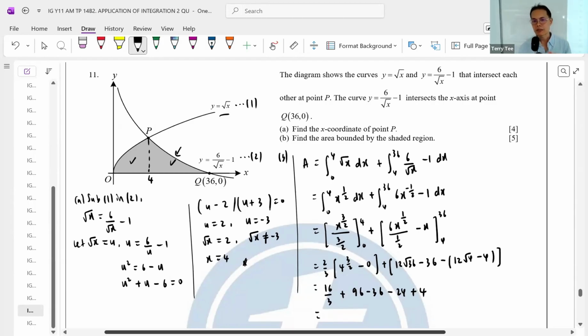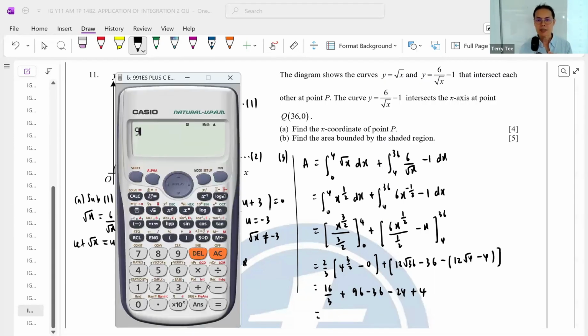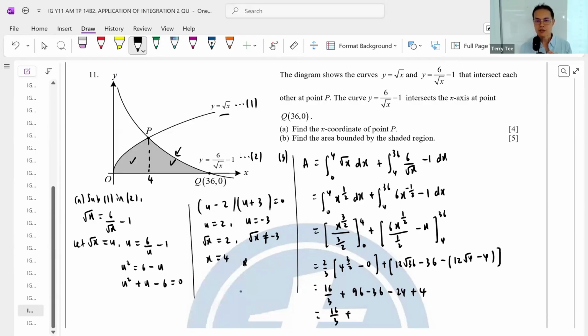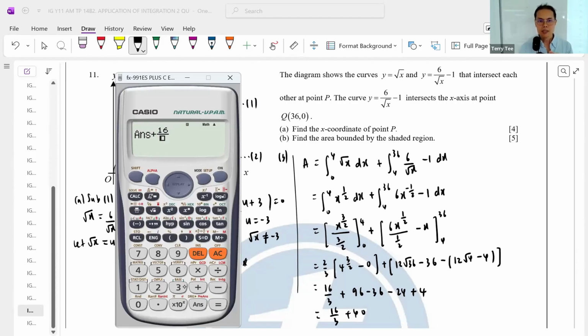You don't have to count manually like what I did here. Let me just use a calculator for the last part. 96 minus 36 is 60. Then minus 24, then plus 1 more 4. You should get 40. Then this is 16 over 3 plus 40. You can use mixed number or improper fraction, it doesn't matter. So I got 136 over 3.